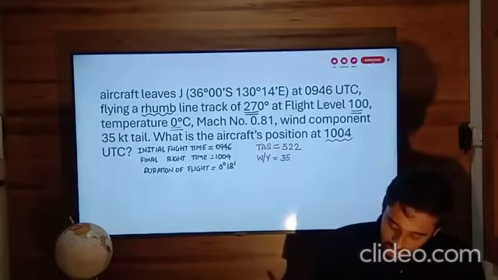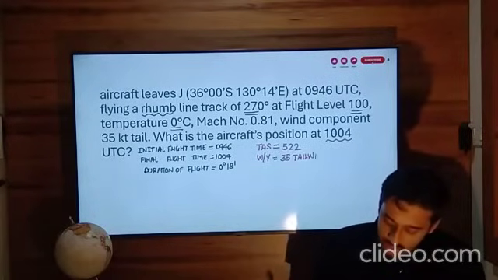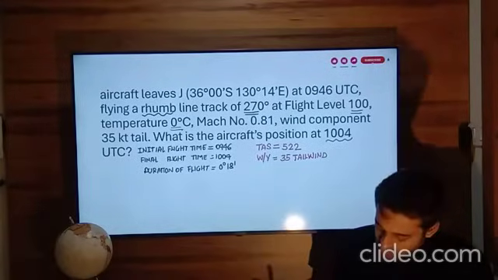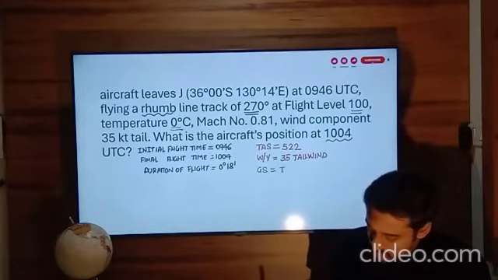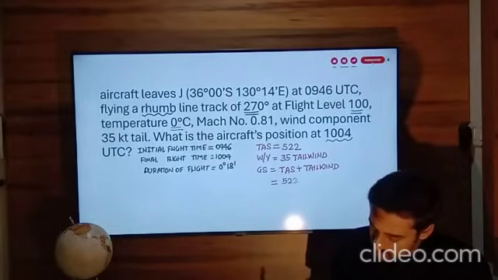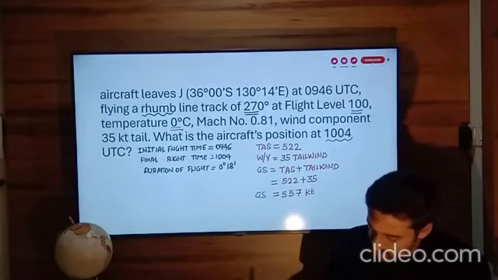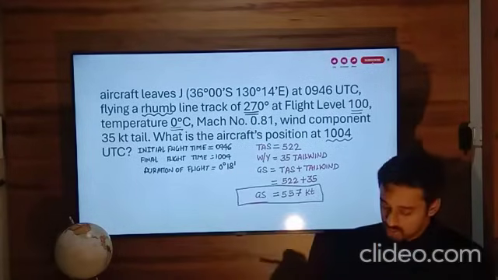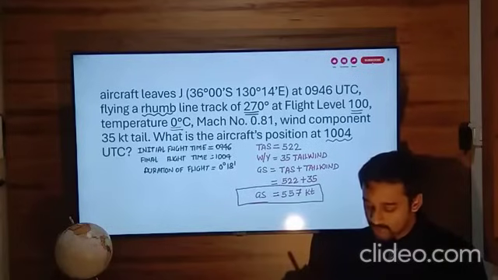35 knots tailwind. So whenever you have a tailwind, your ground speed will be more than true airspeed. So ground speed will be equal to true airspeed plus tailwind, which is equal to 522 plus 35, which is equal to 557 knots. So your ground speed is 557 knots. Time of flight is 18 minutes.